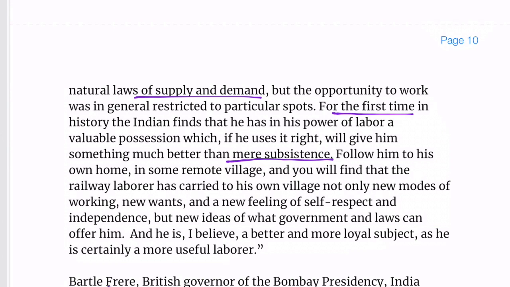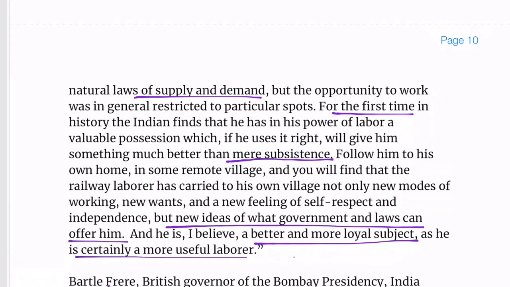Follow him to his own home in some remote village, and you will find that the railway laborer has carried to his own village not only new modes of working, new wants and new feelings of self-respect and independence, but new ideas of what government and laws can offer him. And he is, I believe, a better, more loyal subject, as he is certainly a more useful laborer.